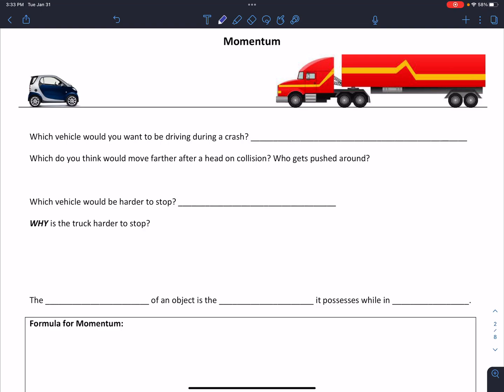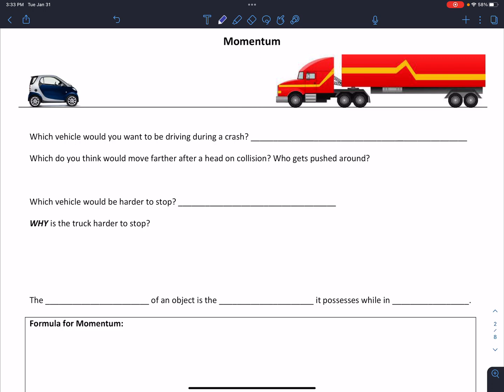Hi everybody, this is Dr. Nigro with the second screencast for our unit on Newton's third law and momentum. All right, for this screencast, we're going to be looking at momentum, collisions, and then we're going to look specifically at the three different types of collisions.